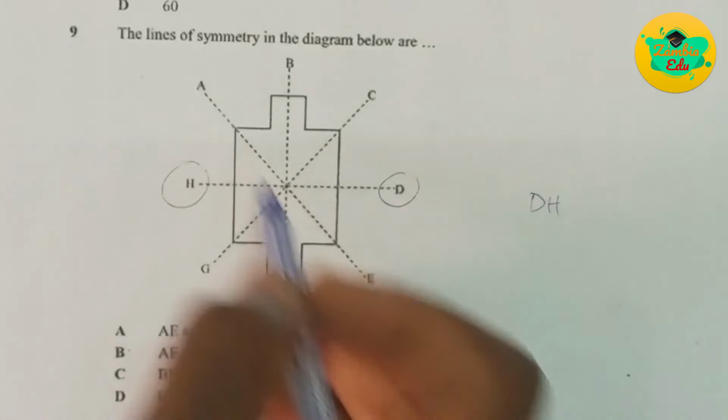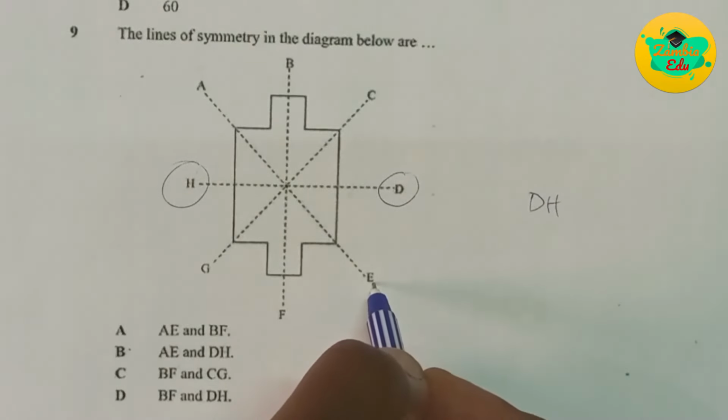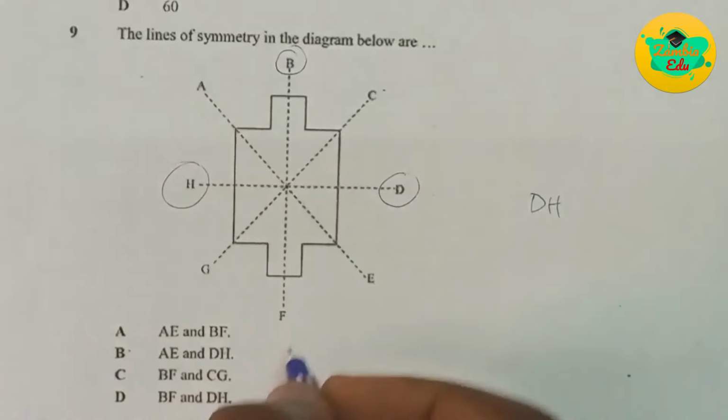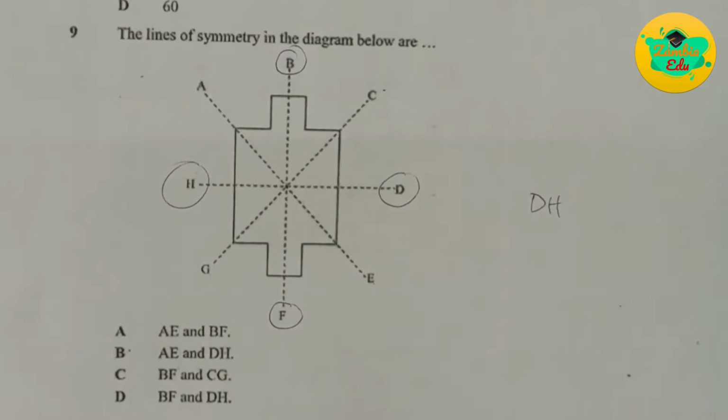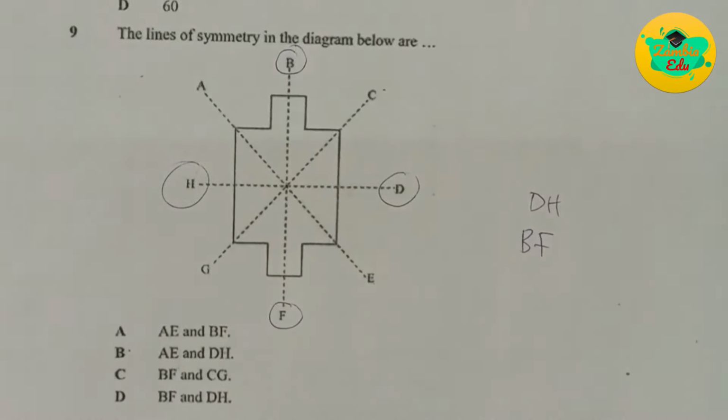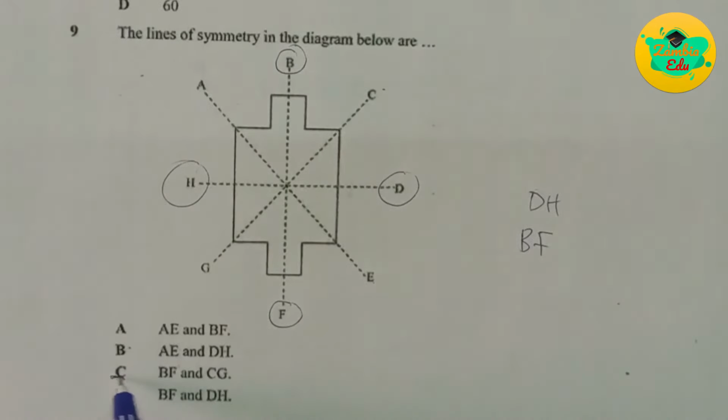If we say AE, it won't really be fitting, it will be mismatched. If we say CG, it will still be mismatched. But if we get line BF, you find that that is another line of symmetry which is going to give us two equal parts which will fit perfectly well when put against each other. And so the two lines of symmetry that we've been looking for in this question are line DH and also line BF. And we see our C there tells us the two lines of symmetry are BF and CG.